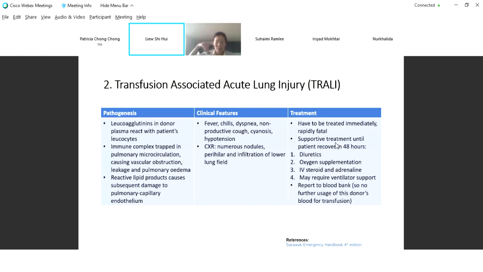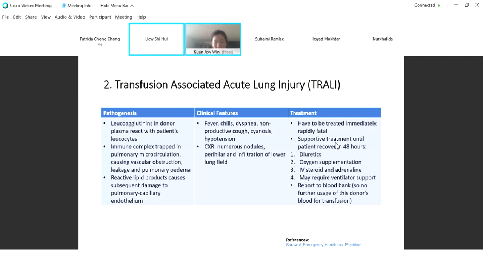Usually the treatment is needed, and if not, the condition will be rapidly fatal, and more than 90% of the patients will recover. So for the clinical features, the patient will present with a fever, chills, dyspnea, a non-productive cough, cyanosis, and also hypotension. So for the treatment, it is usually supportive treatment until the patient starts to recover in 48 hours.